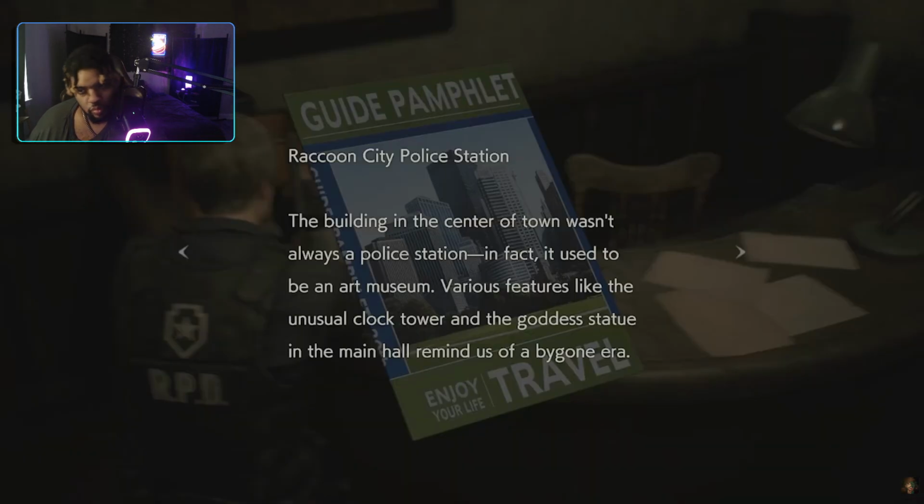On the way to see Claire, Leon finds a pamphlet there which gives a bit of background on the building he's in. The police station actually used to be a museum, hence the strange decor in the layout, along with the large goddess statue in the main hall. But anyway, Claire can't wait all day.